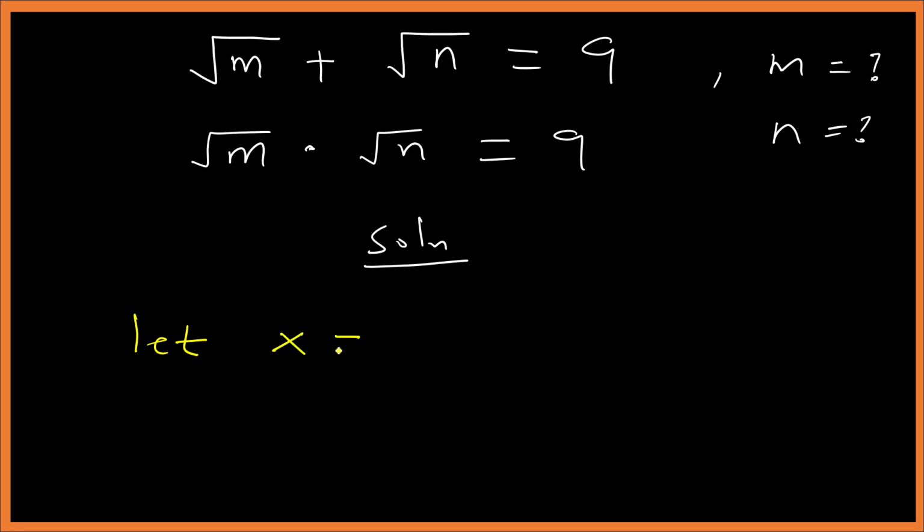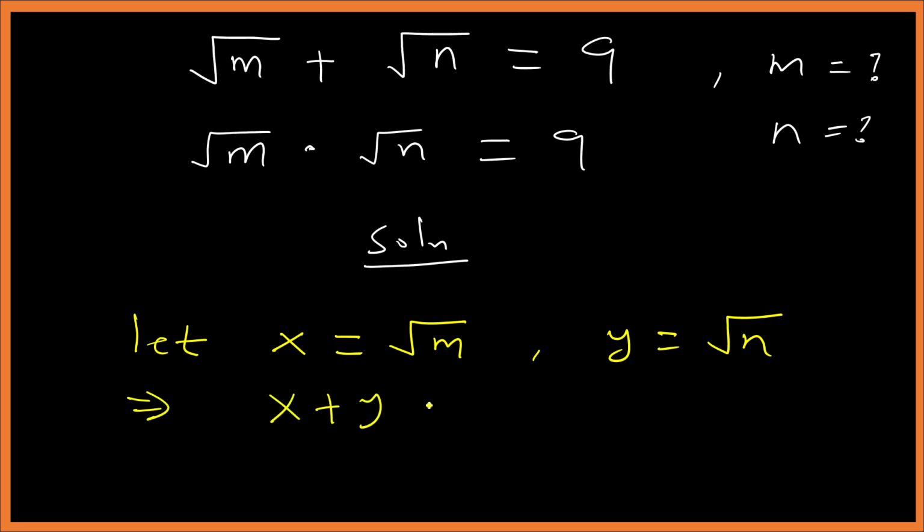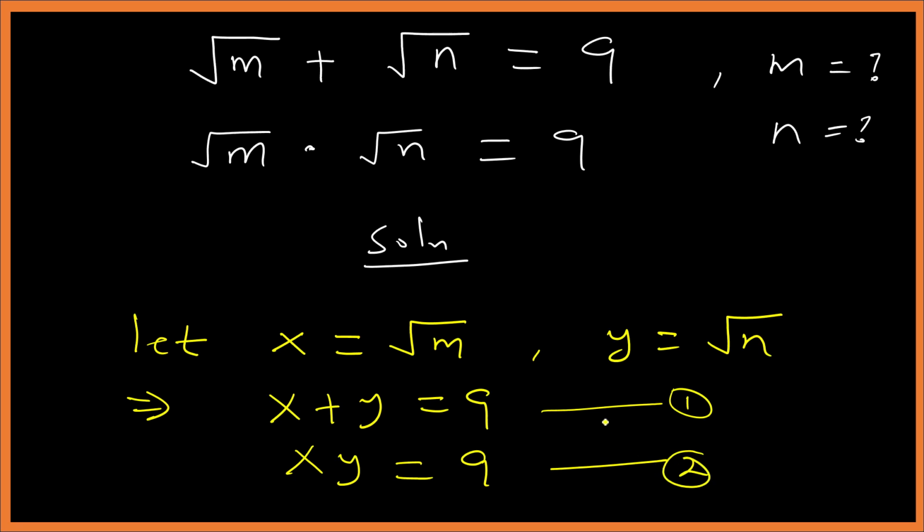So we should let X be the square root of M, then Y be the square root of N. So this side will be X plus Y equals 9. Let's call this one equation 1. Then XY equals 9, equation 2.